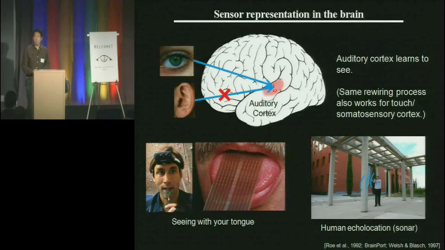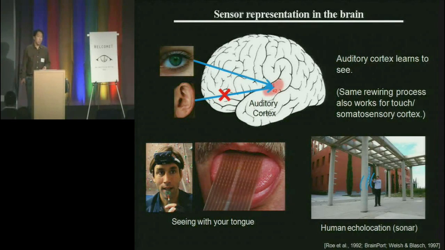Okay, and this is actually not controversial. This is replicated in multiple labs in at least 4 species of animals, and these animals can do behavioral tasks. You can do visual discrimination tasks with their auditory cortex. The same rewiring experiment also works for your somatosensory cortex. So you can rewire it to the part of your brain responsible for touch processing, and it will learn to see with a totally different part of your brain.